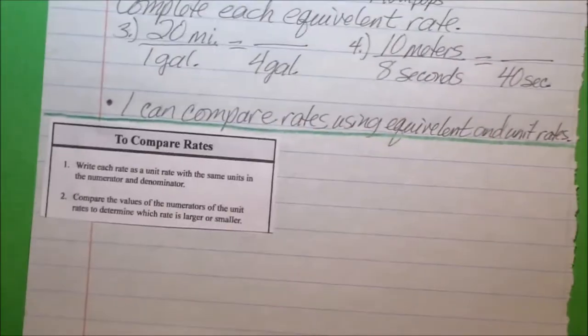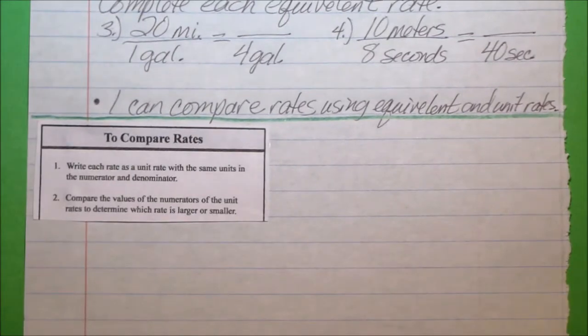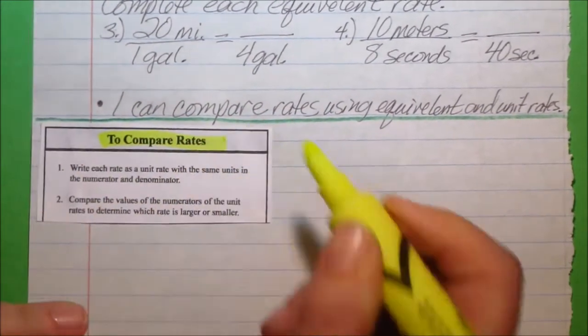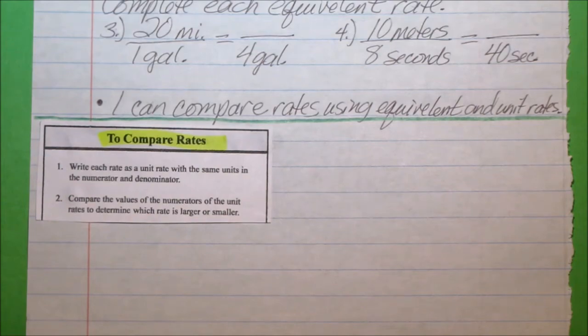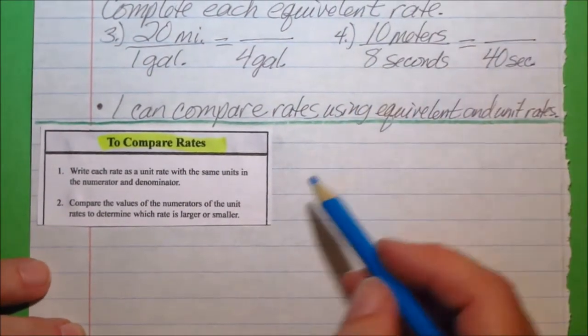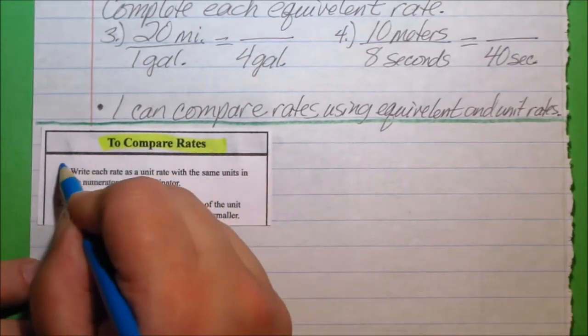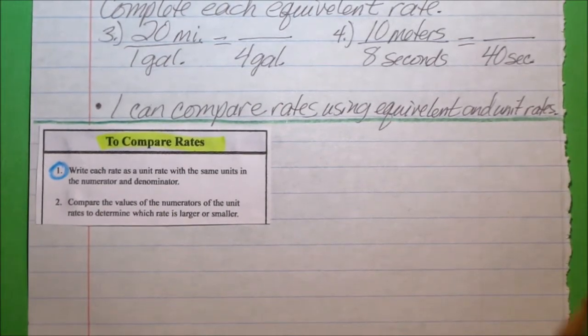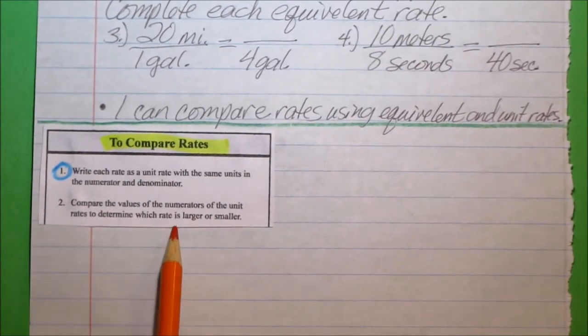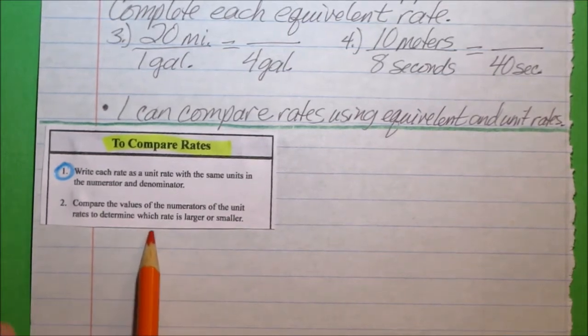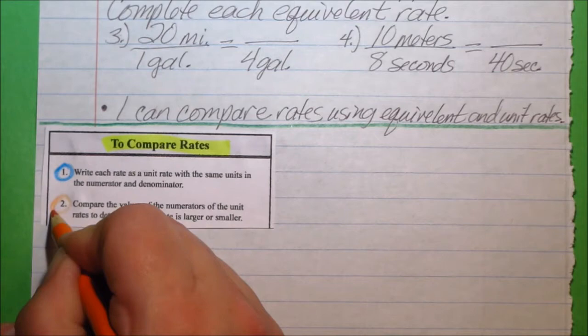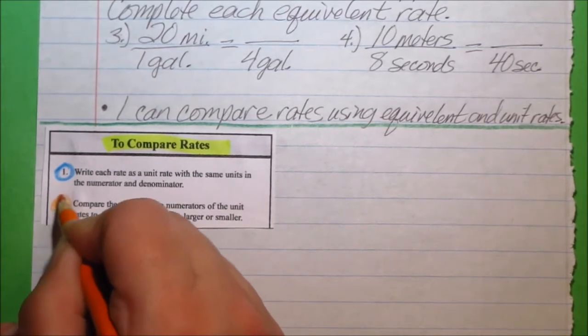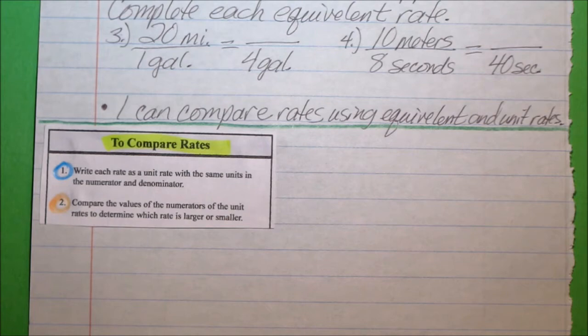Comparing rates. Our steps for comparing rates. To compare rates, first step is to write each rate as a unit rate with the same units in the numerator and the denominator. That's what we've been doing. You already know how to do this. And then the second step is to compare the values of the numerators of the unit rates to determine which rate is larger or smaller. Once you have the denominators as a 1, no matter what the unit is, then you can compare the numerators to find out which is larger, which is smaller.